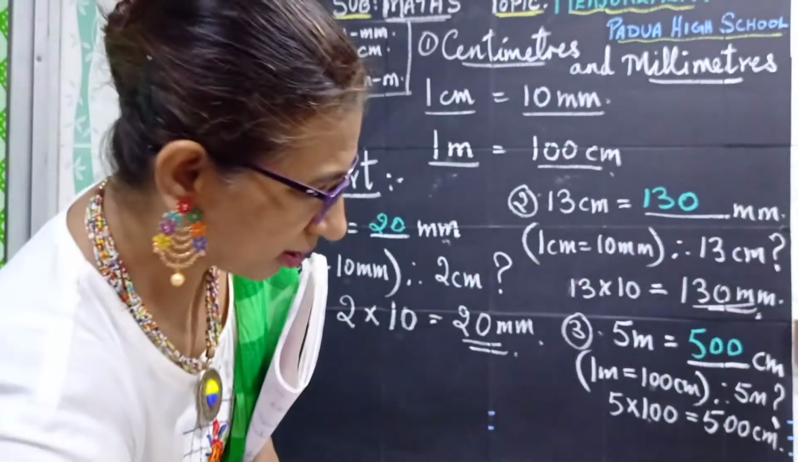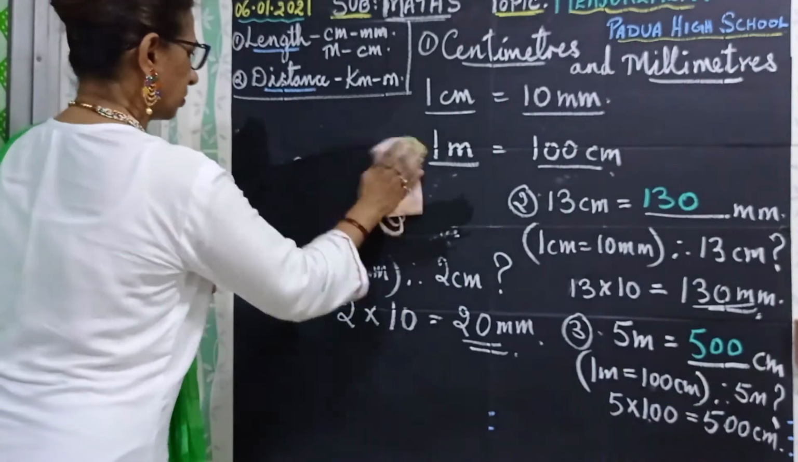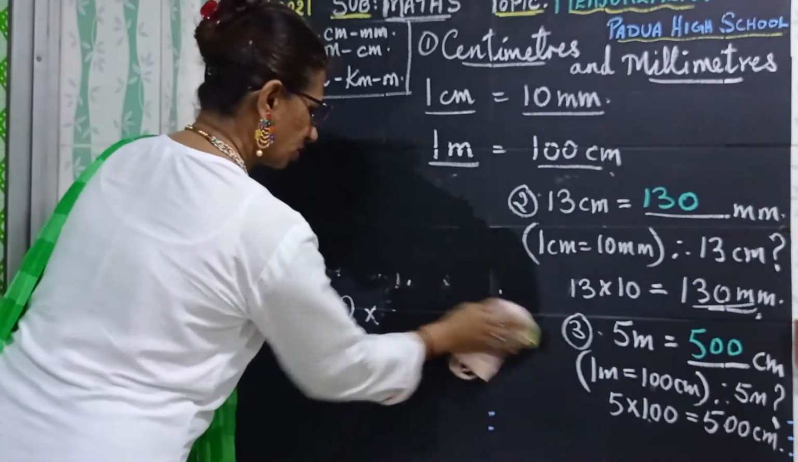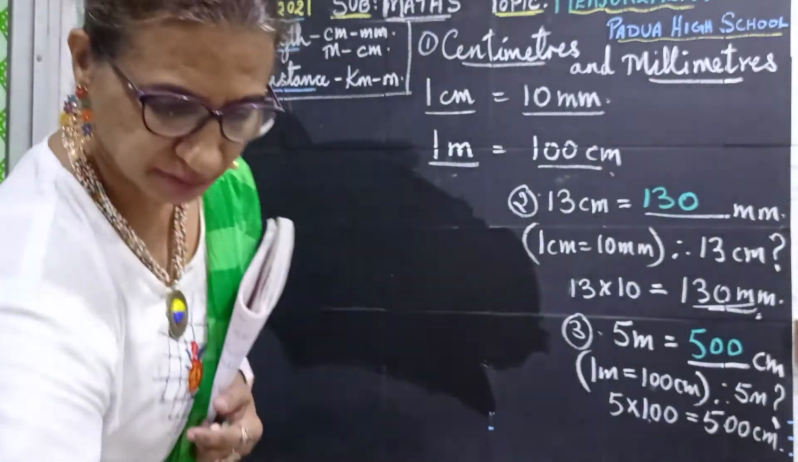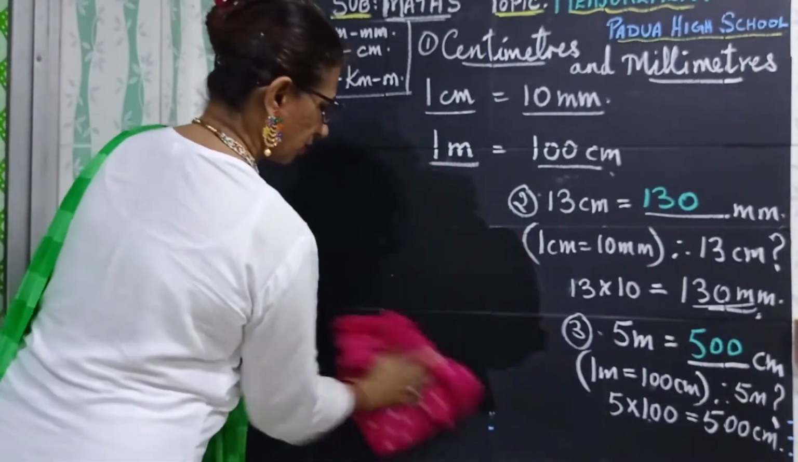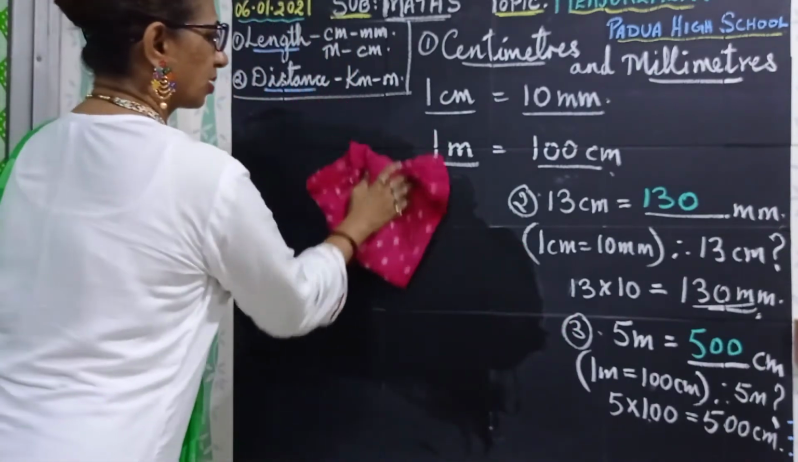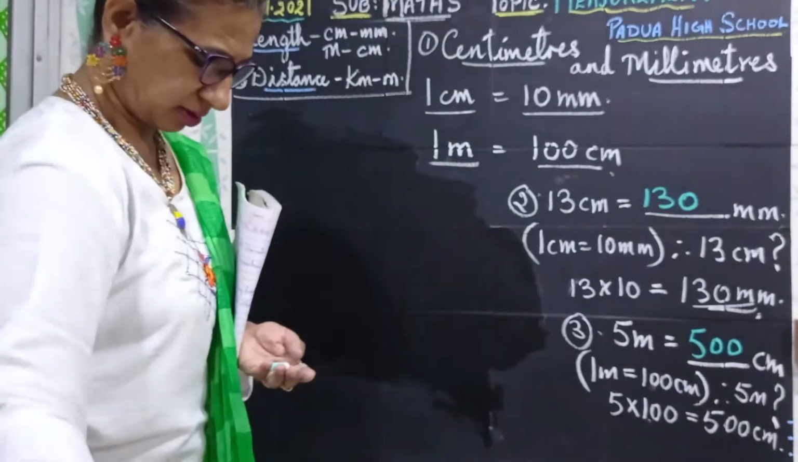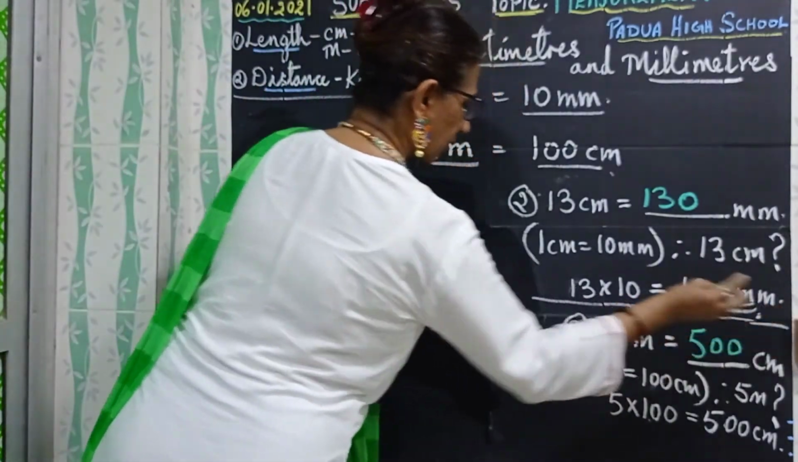Now I'll clean the first sum, children, over here. Let us go to the fourth sum and see. My board is small. So now we'll go to the fourth sum. Okay. So this was the fourth sum.